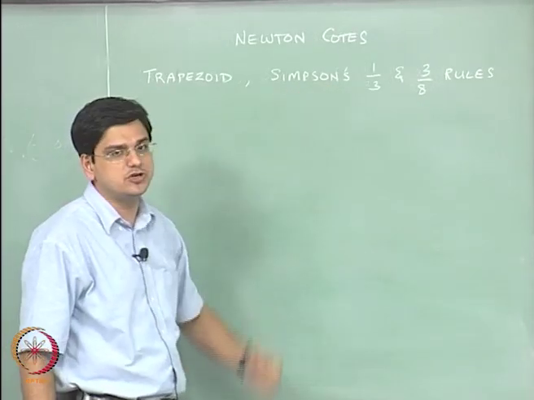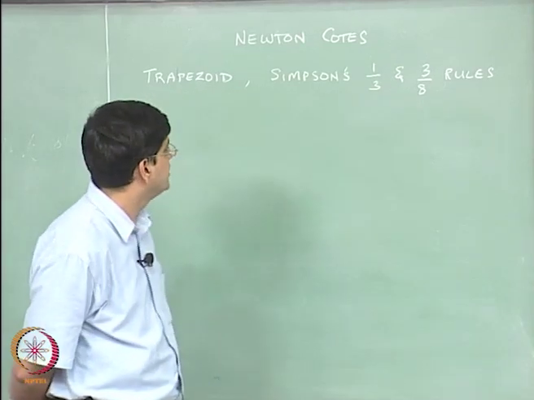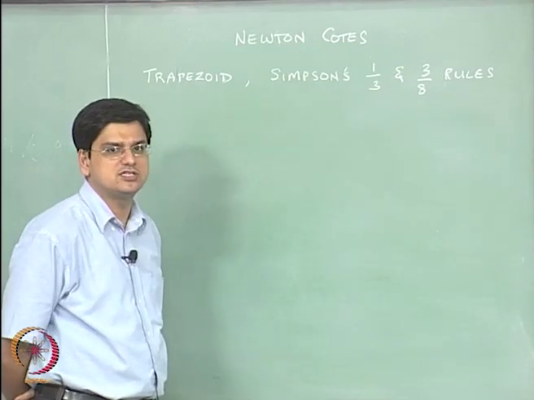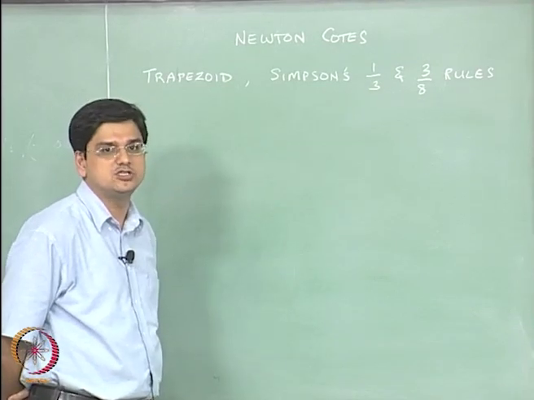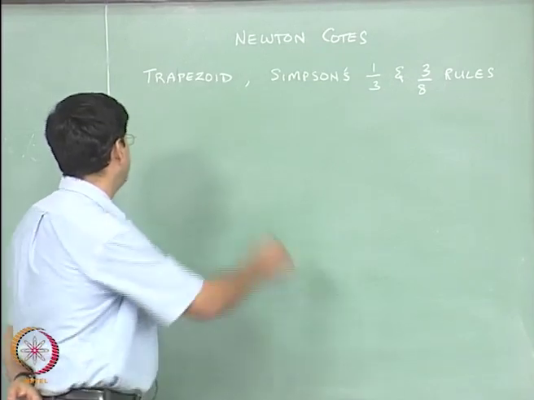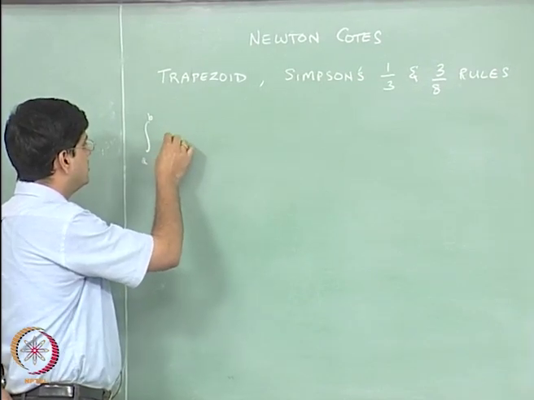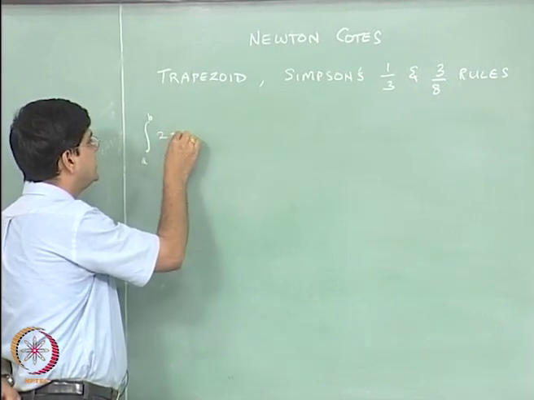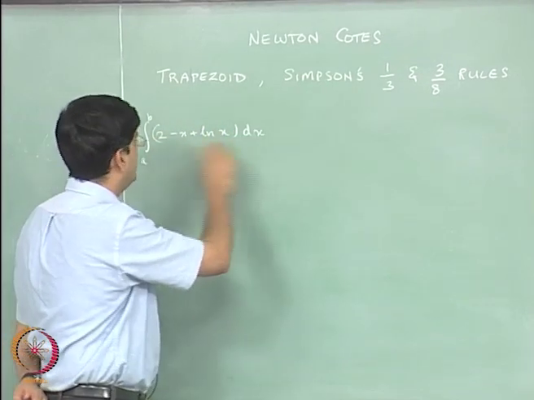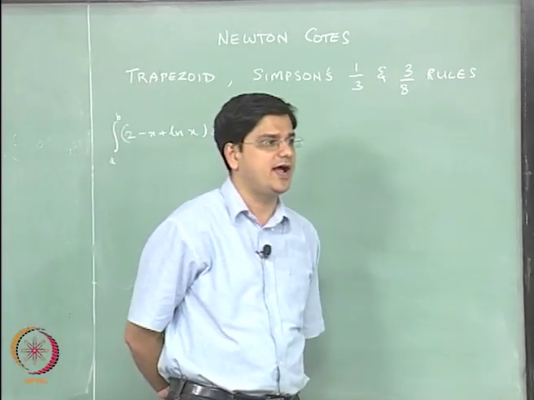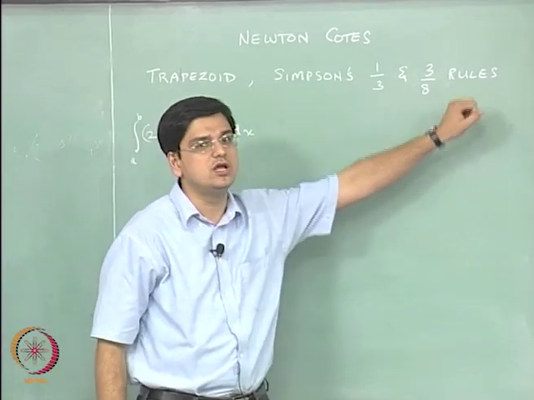Okay, what I will do today is derive the error equation for the Simpson's 1/3 rule. After going over the derivation for the trapezoidal rule, Simpson's 1/3 and 3/8 rule, we used Microsoft Excel to find the integral from a to b. I think we did it from 1 to 2, if I am not mistaken, of 2 minus x plus ln x dx.